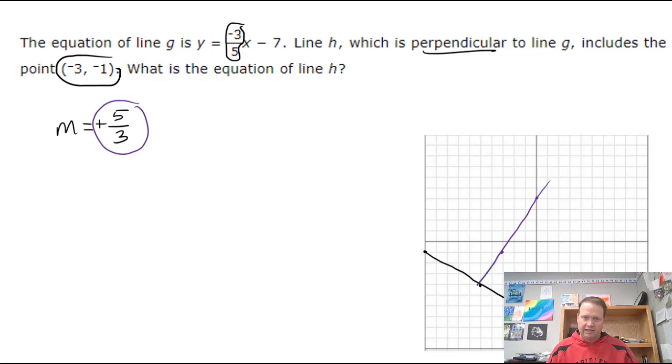I'm not really sure where it hits this line. Might be somewhere in there. It might be close. Doesn't matter because I already know everything I need to know. I know my slope was 5 over 3, so it's 5 over 3x. And I know my y-intercept is up 4. So 5/3 x plus 4. And if you use point slope, you'll get the same thing.